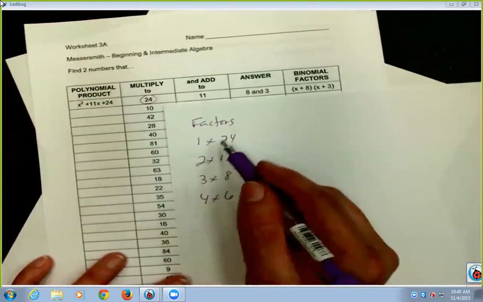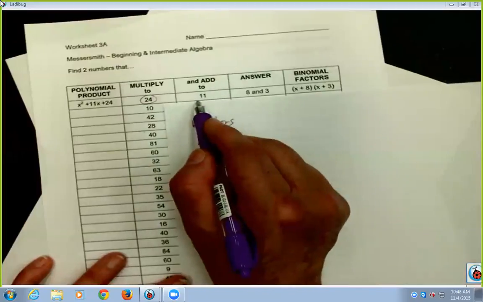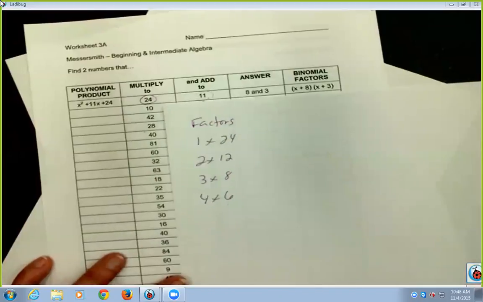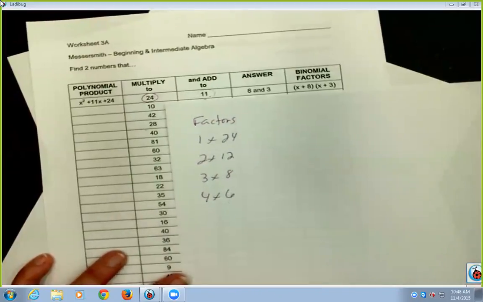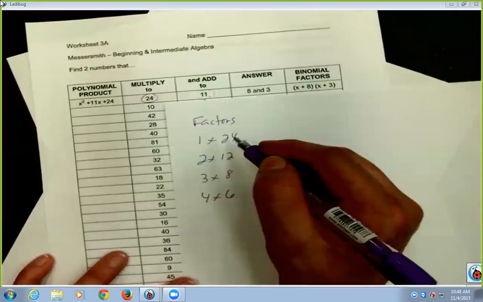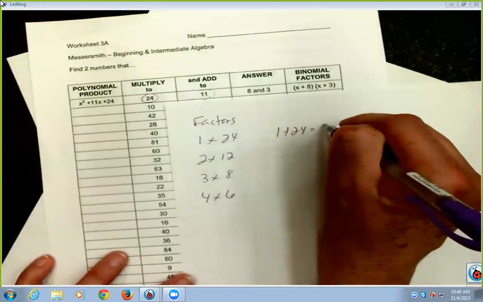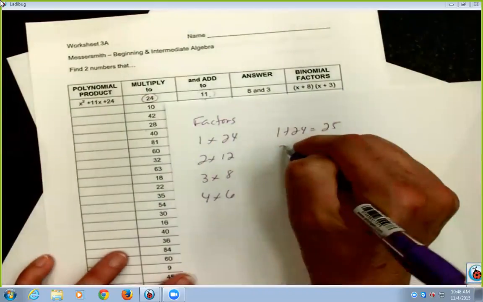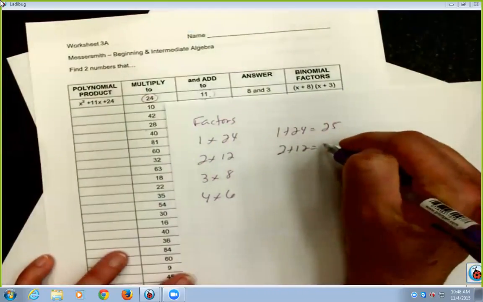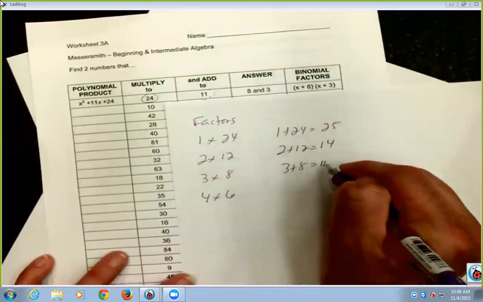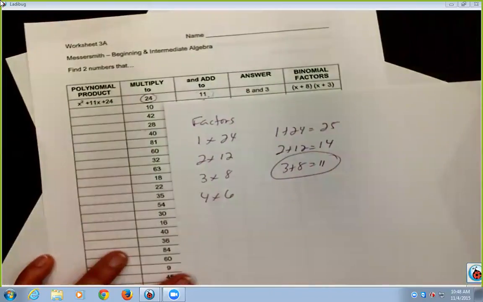But my factors need to be special. They need to be special because they need to add to 11. So what factors in here would add to 11? So 1 and 24, if I take 1 plus 24, I get 25. That's not it. 2 plus 12, I get 14. 3 plus 8 gives me my magical 11.